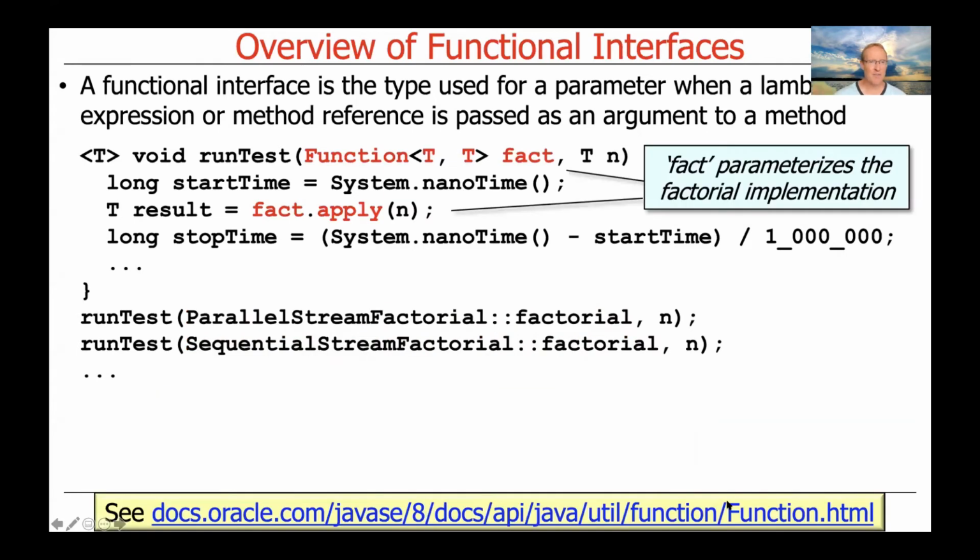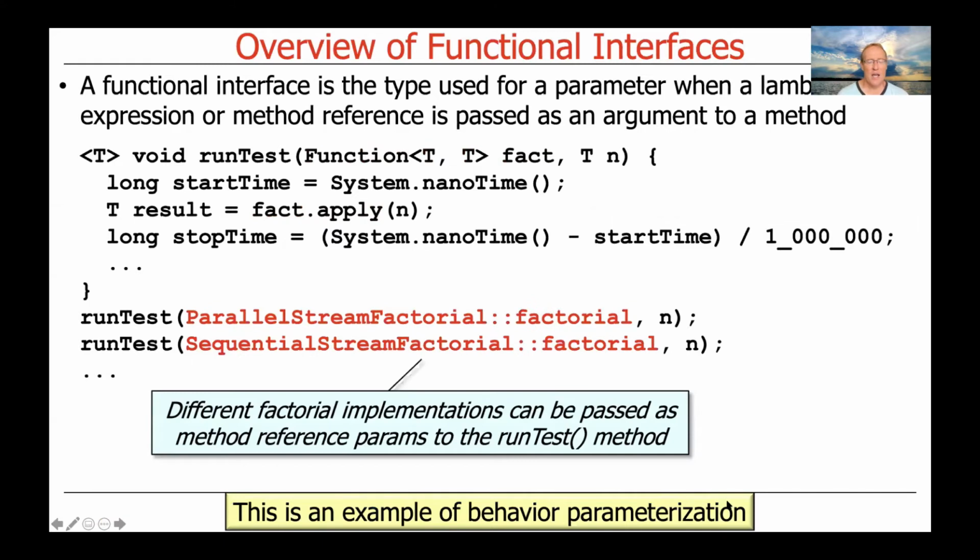This is getting into the weeds, but you can see how I take a snapshot of the current time before we start applying the factorial, apply the factorial, get the result back, and then compute how long it took, and then print the results so you can see which one is fastest. We can pass in different method references in this case to have different implementations of factorial. One of them is sequential, using sequential streams. One of them is parallel, using parallel streams. If you run this test on a multi-core chipset, you will see that the parallel version is way faster than the sequential version because it uses parallel processing. So this is just a nice example of behavior parameterization.